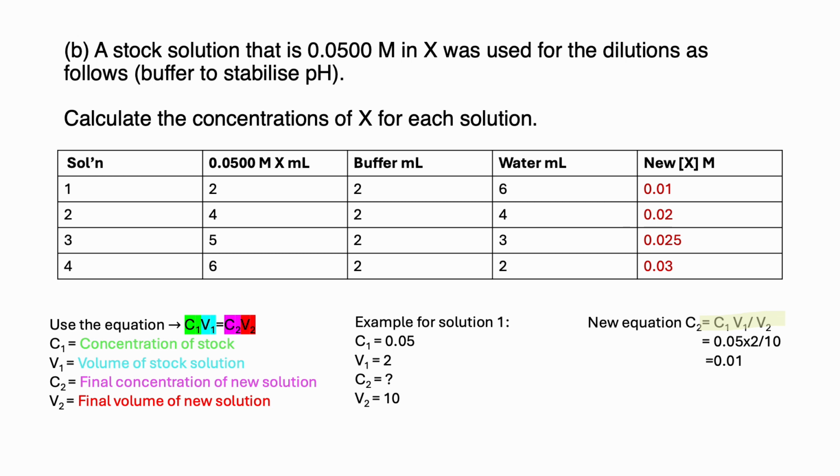So if we plug that into the equation, we will get 0.05 times 2 over 10, which equals 0.01. And if we follow the same exact method for solutions 2, 3, and 4, we should get 0.02, 0.025, and 0.03.